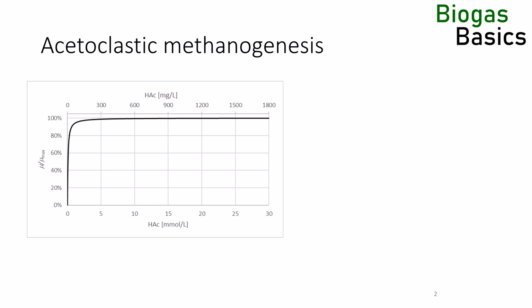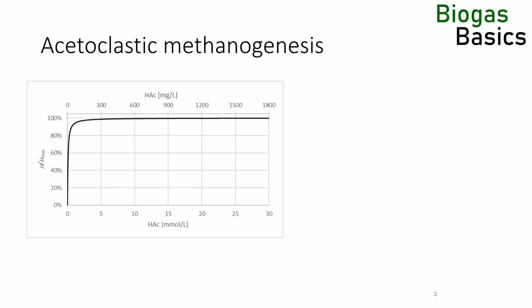Since acetic acid is an important intermediate product of the acidogenic and acetogenic phase, it will accumulate if it is not consumed by methanogens. Let's address one common misconception head-on. Acetic acid does not inhibit the production of methane. This figure shows the percentage of the maximal growth rate of methanogens as a function of acetic acid in its protonated form. High concentrations of acetic acid do not cause a slowdown of growth. There is an indirect impact via the pH value, but I will talk about this in the next slide.